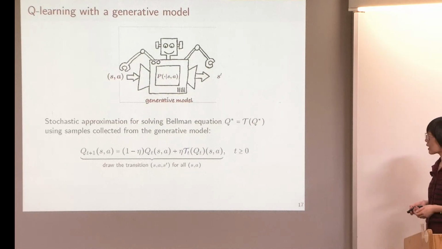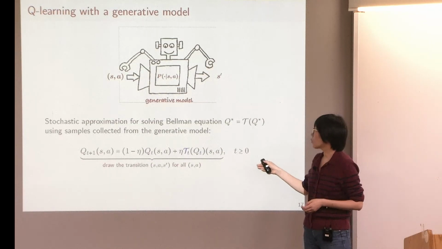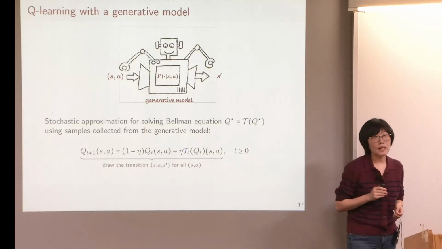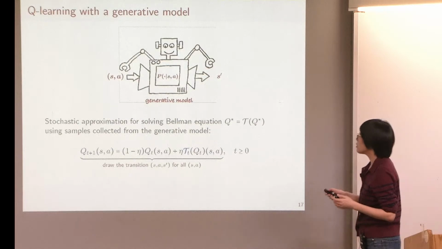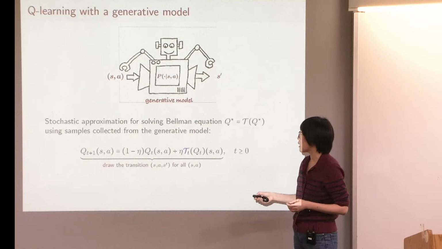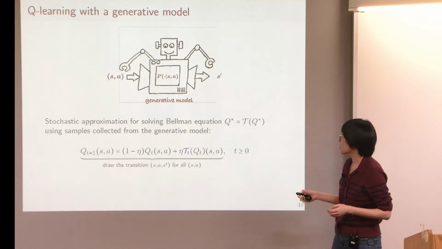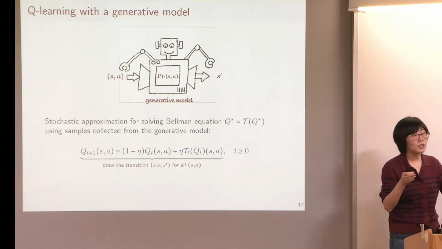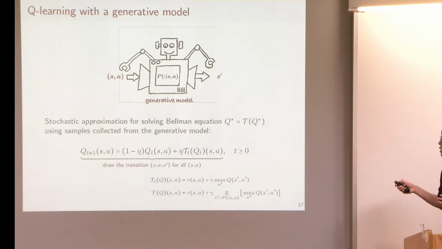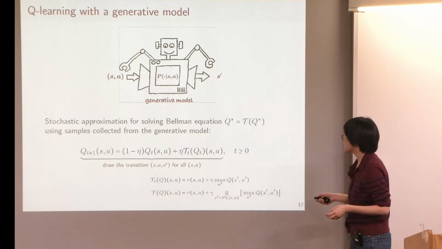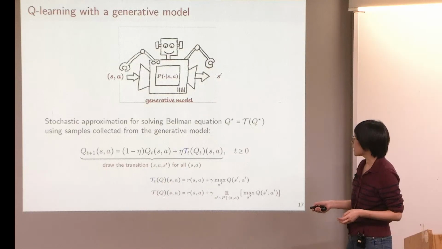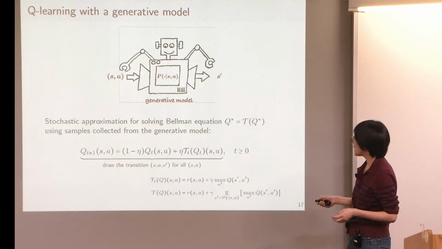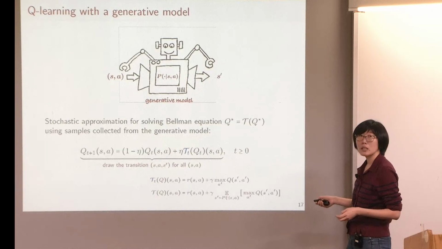If you have this kind of synchronous model, then the way the Q-learning algorithm works is very straightforward. At every iteration, you update your Q value estimate by taking a convex combination of the previous Q function estimate and a sampled version of the Bellman operator, where instead of using the population Bellman operator, you simply replace the next state S prime by the one you actually observed.